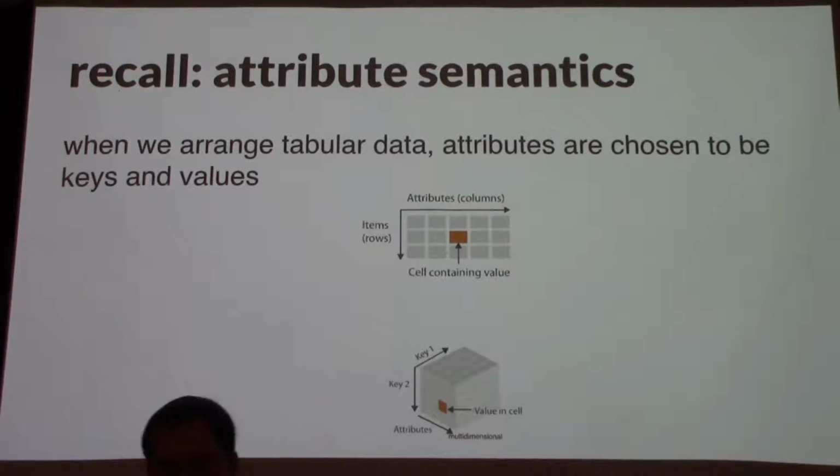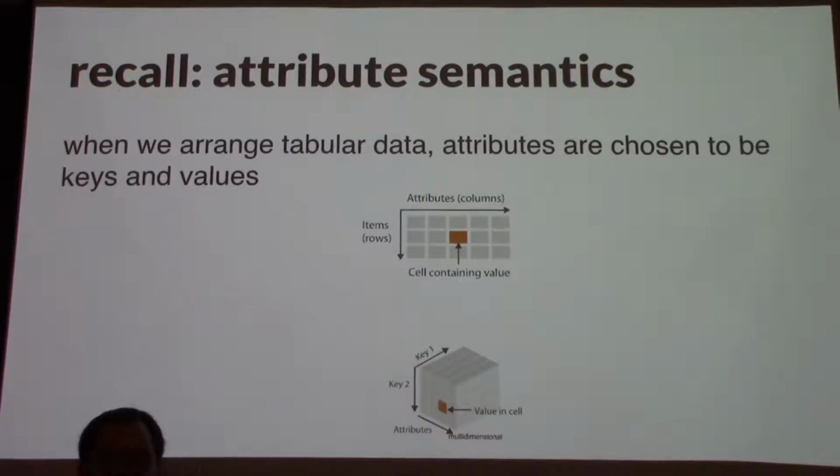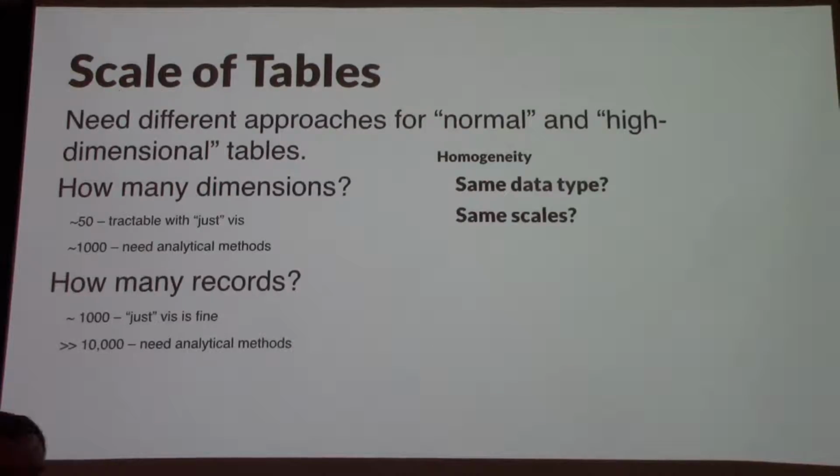Just a reminder, in a table we have items and attributes, and when we arrange tabular data, some of the attributes are chosen to be keys or values. What that means specifically, you'll see in a second. One thing I want to disclaim here is that the scale of the tables makes a big difference on the approach that you can choose.